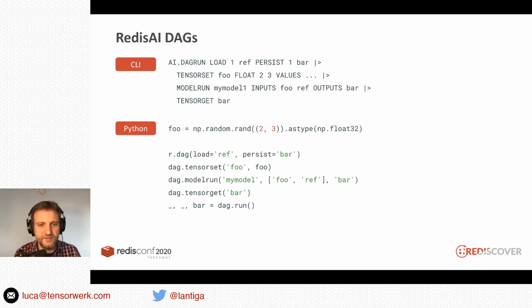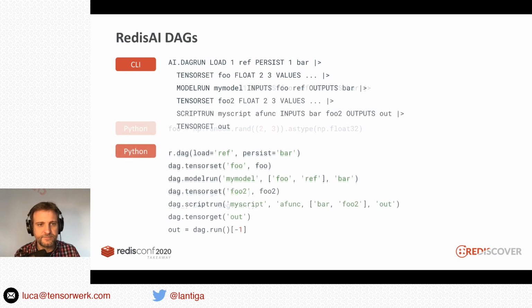It's a very clean API here, because we initialize the DAG informing the client and Redis what are the loaded keys and persisted keys, and then we accumulate tensor set and model run with the exact same API as you would do directly on the client. And then when you're ready, you call run, and the DAG will be run at once.